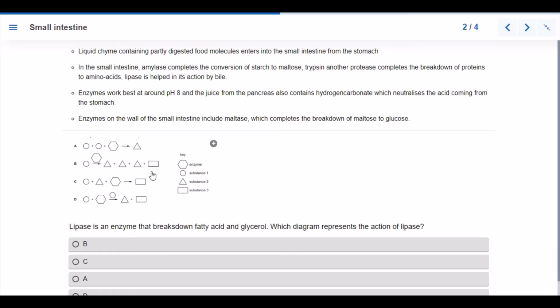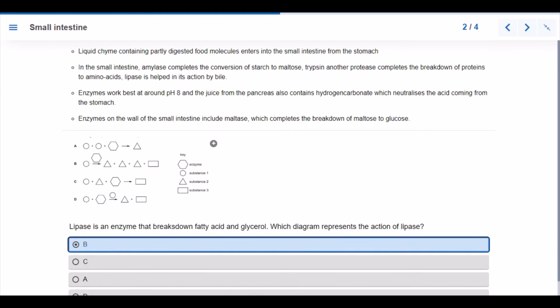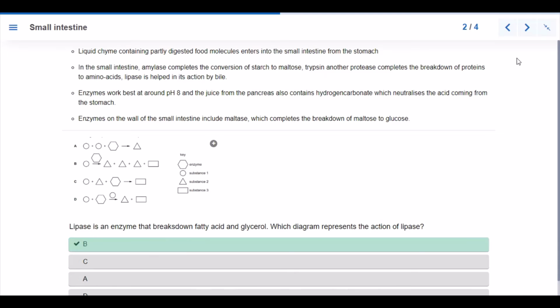We have a structure here. Lipase is an enzyme that breaks down fats into fatty acid and glycerol. Which diagram represents the action of lipase? We have the key. This structure represents the enzyme. Another structure represents substance 1, which I believe is fats. Then substance 2, fatty acid, and then substance 3, glycerol. So the correct structure here will be B. Let's check. Correct.